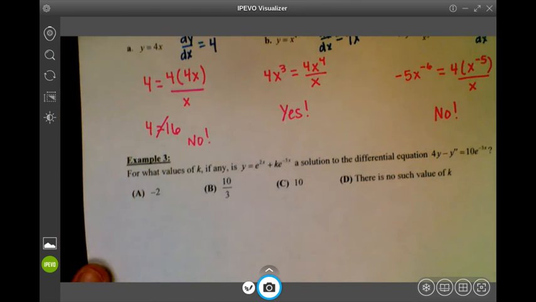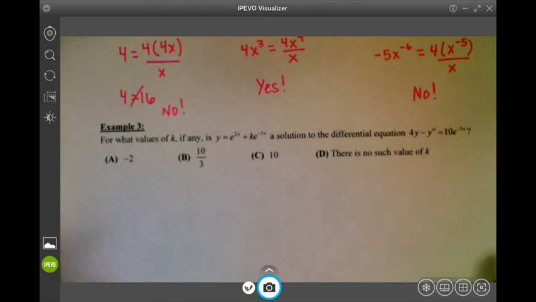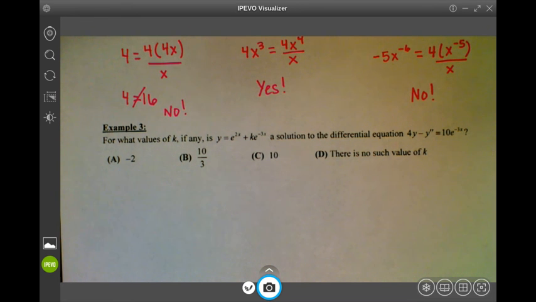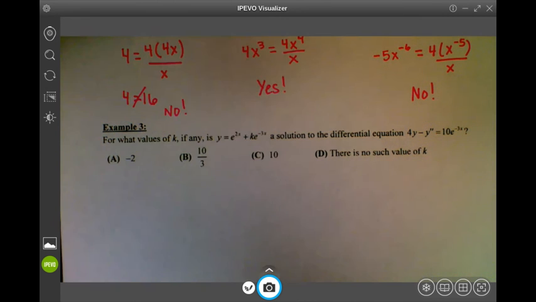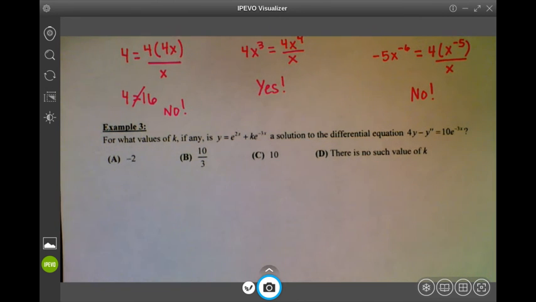All right, and last example for today, it says, for what values of k, if any, so that means that there might not be k's, and that's why they give us answer choice D, is y equals e to the 2x plus k e to the negative 3x a solution to this differential equation? So we need to know what value of k makes it a solution, or if there is no value of k that makes it a solution.